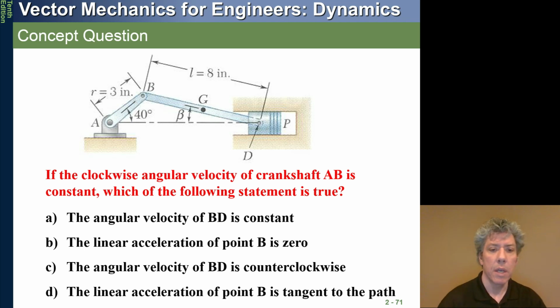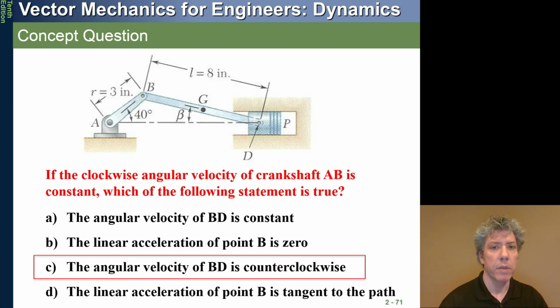So I'd say C. The linear acceleration of point B is tangent to the path. No, the linear acceleration of point B is pointed from B to A. It's not tangent to the path that B is moving on. So C would be the correct answer.